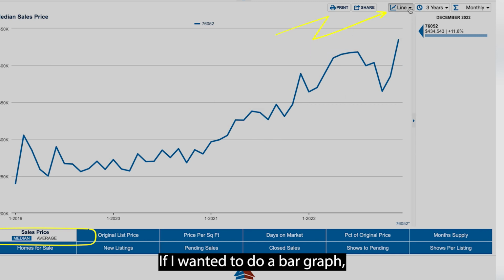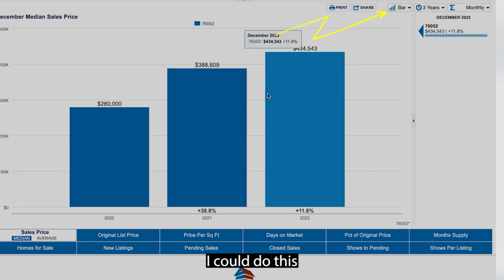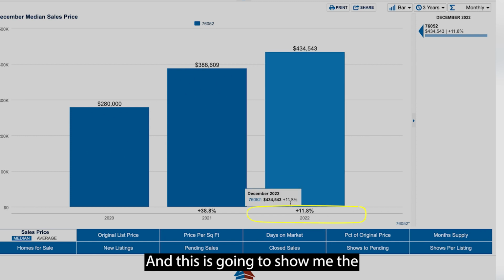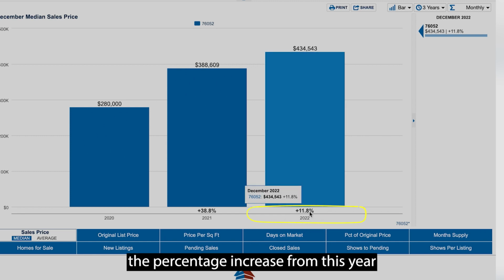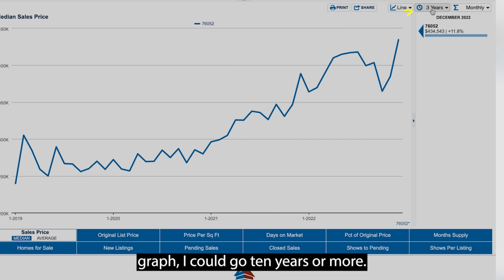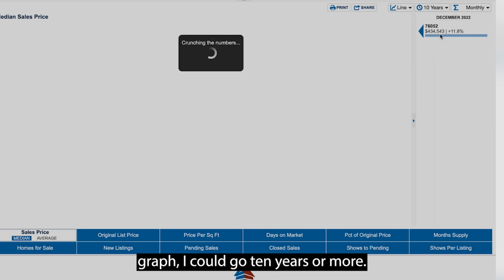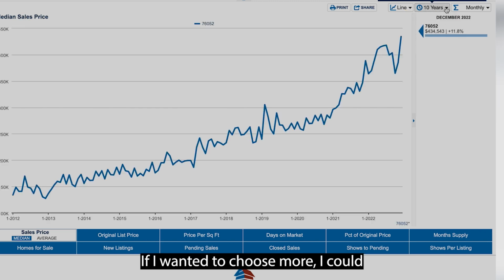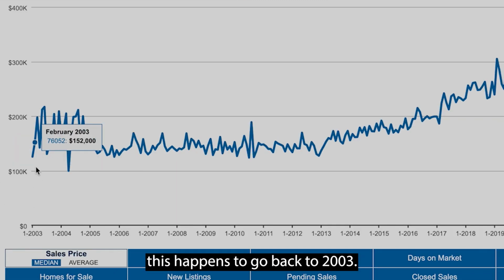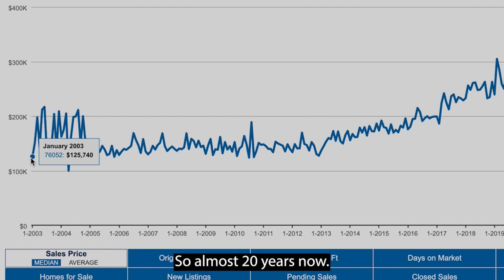If I wanted to do a bar graph, I could do this, and it's gonna show me December of 2022 what it looked like, and December of 2021 what it looked like, and then it's going to show me the percentage increase from this year to this year, right? So this one only gives you 3 years maximum, but if I wanted to go on the line graph, I could go 10 years or more, right? If I wanted to choose more, I could do that. So it's maximum, whatever the maximum is. This happens to go back to 2003. So almost 20 years of data.